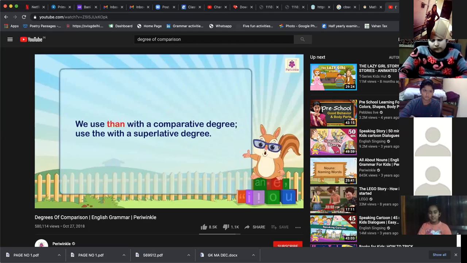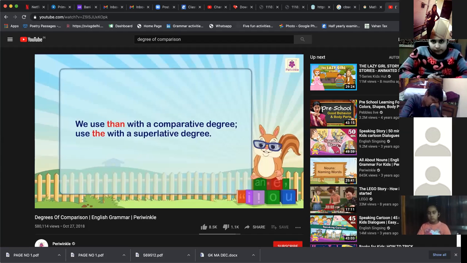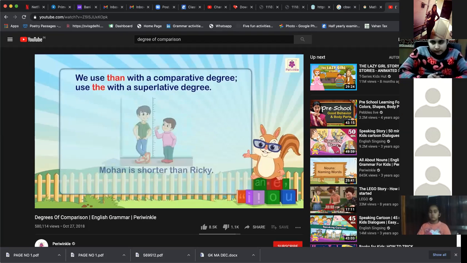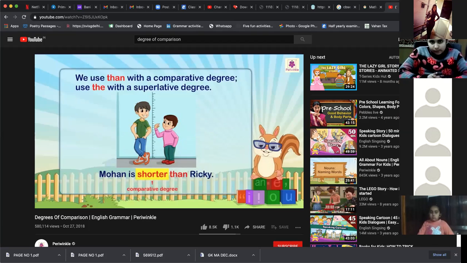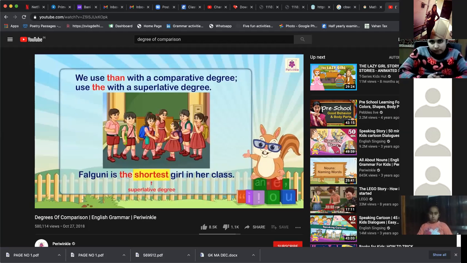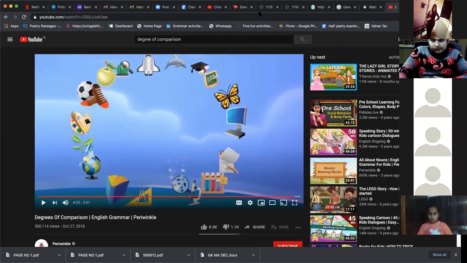We use than with a comparative degree. These are the ways of identifying. If there is than in your sentence, automatically it becomes comparative, and if you have the most, the prettiest, so with the we use superlative. Use the with a superlative degree. For example, Mohan is shorter than Ricky. Falguni is the shortest girl in her class. This is just telling you the use of than and the.